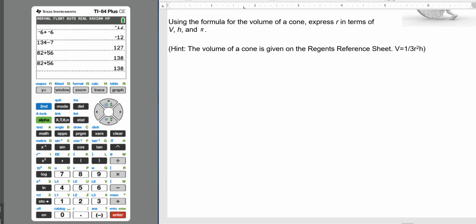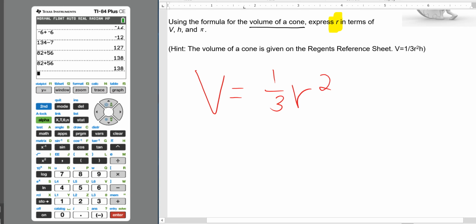Using the formula for the volume of a cone, express R in terms of V, H, and pi. The hint is that the volume of a cone is given on the reference sheet, and this is its formula: 1/3 pi R squared H.